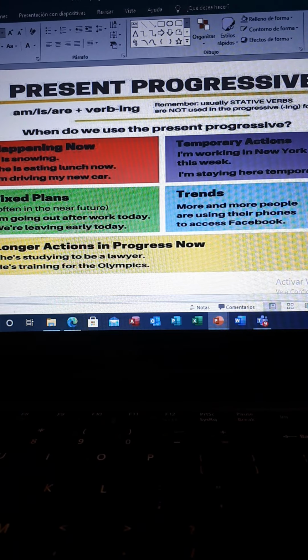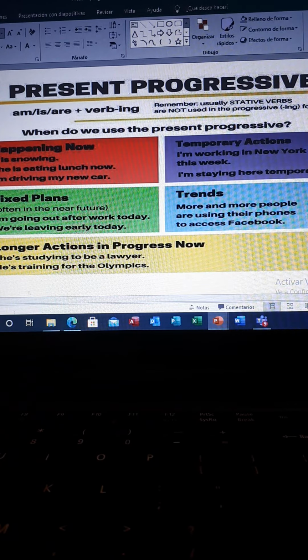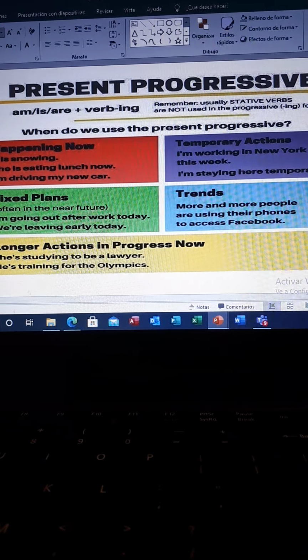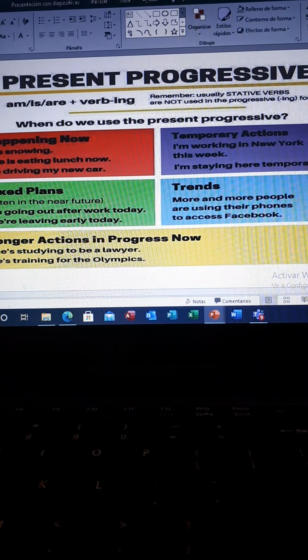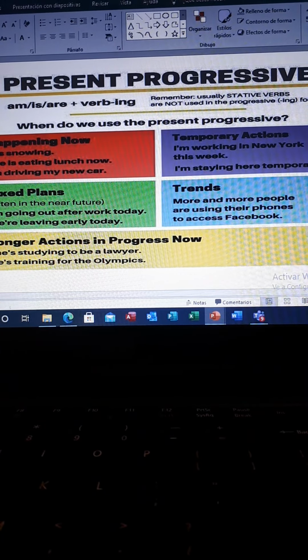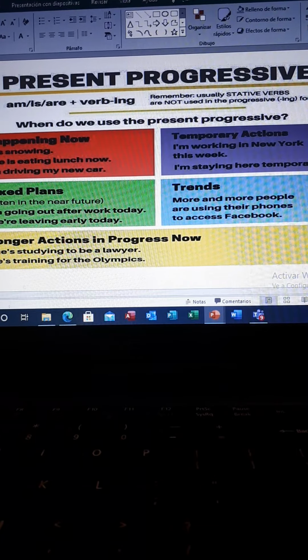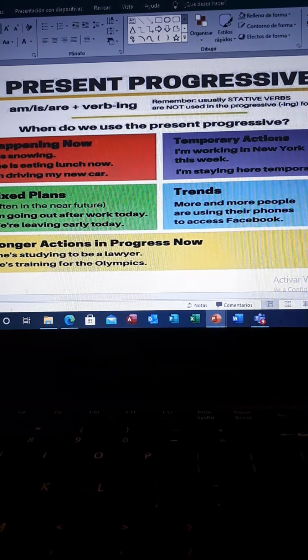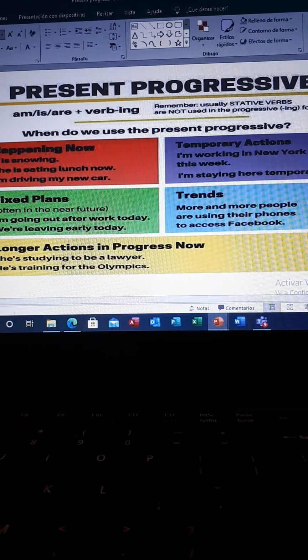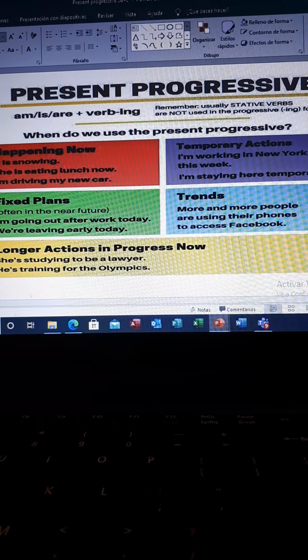Most of the actions, we can work with the ing. Okay. Just there are a few that we call exceptions, that we can't add an ing. We are going to see it in a few moments. Remember that to work with the present progressive, we can use it in different situations.